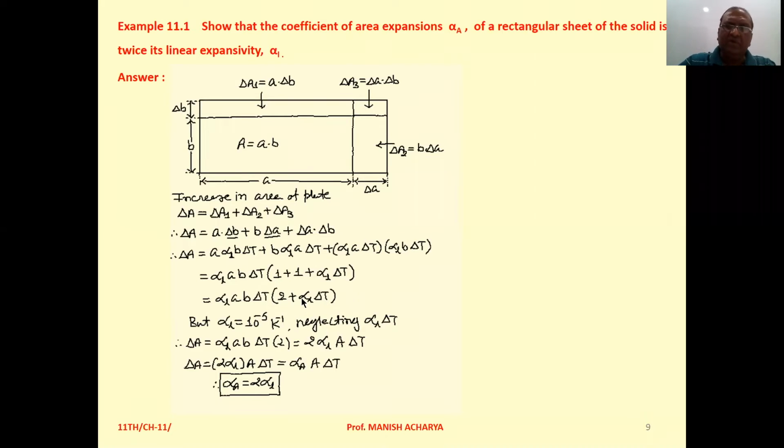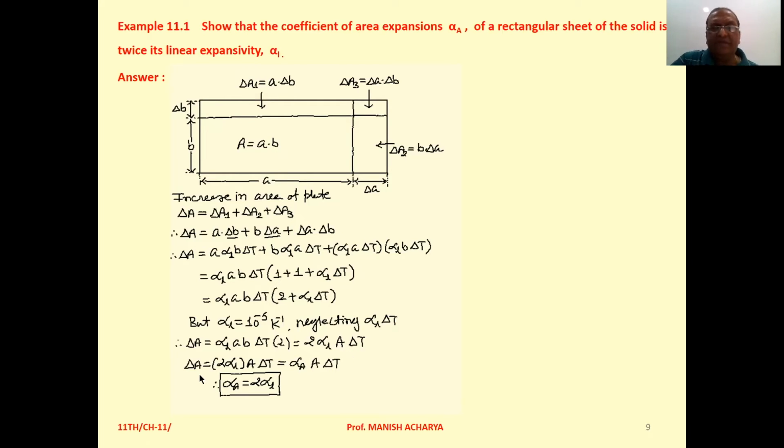But alpha L, the coefficient of linear expansion, is very small, of the order of 10 raised to minus 5. So we can neglect this particular term compared to 2. So we can write delta A is alpha L A into B into delta T into 2. But A into B is the original area A. So delta A is 2 alpha L into A into delta T.